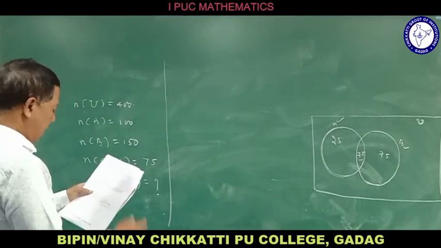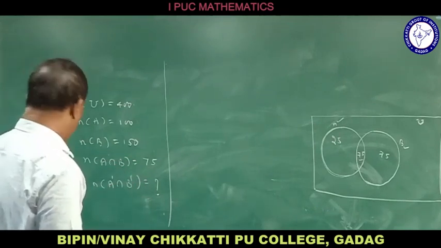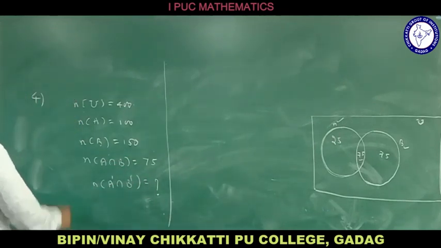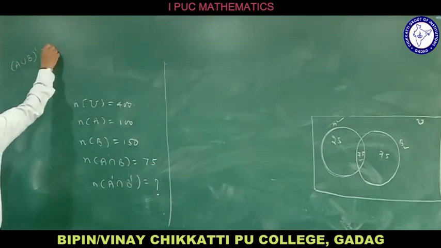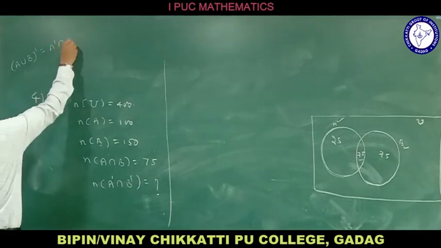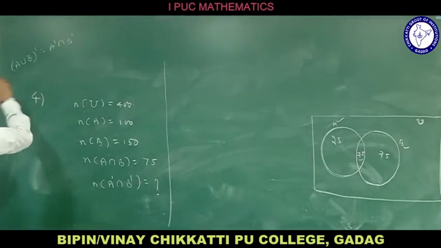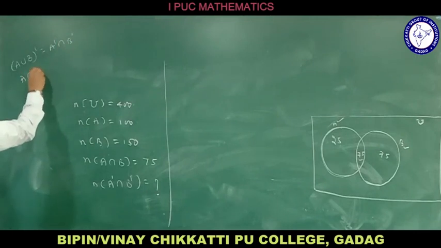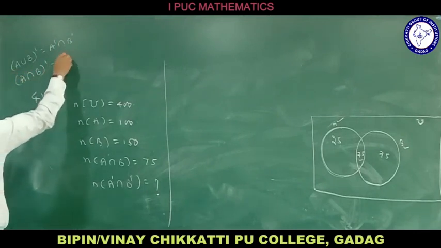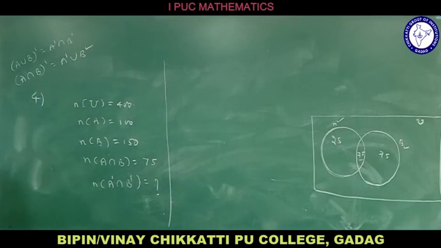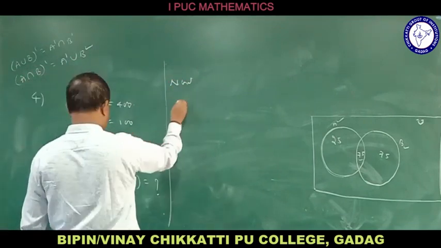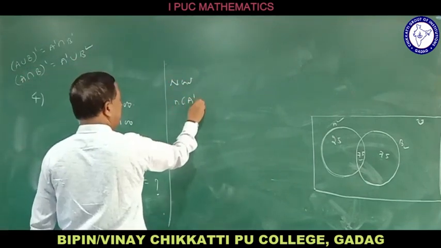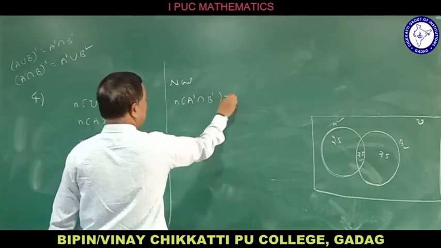One thing is true according to De Morgan's laws, you know this: A union B dash is equal to A dash intersection B dash. This is a De Morgan law, and one more De Morgan law is A intersection B dash is equal to A dash union B dash. These together are called De Morgan's laws. But here I can apply De Morgan's law. Look, we want N of A complement intersection B complement.